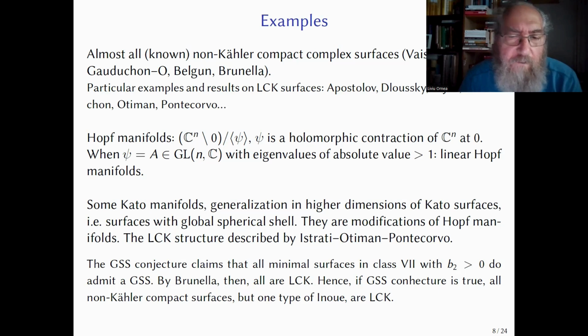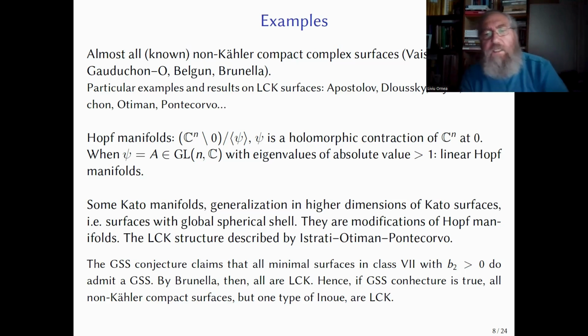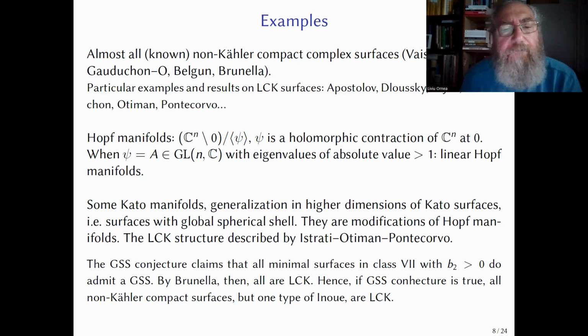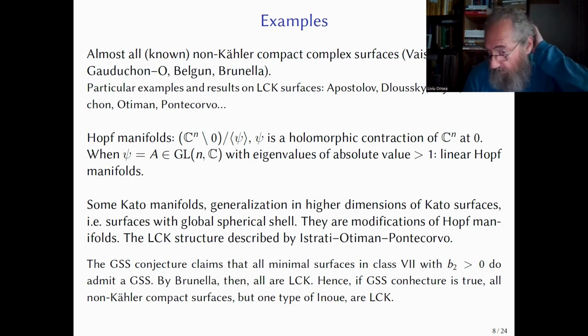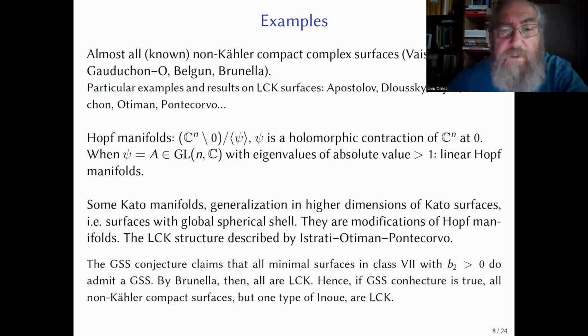And Kato and then Dlusky characterized them as modifications of Hopf manifolds. That's for the surfaces. In higher dimension, there are two papers. One is by Istrati, Otiman, and Pontecorvo, where the LCK structure is described on some of the Kato manifolds, and then a second one is with Ruggiero as a fourth author, when they discuss further properties of what they call toric Kato manifolds.